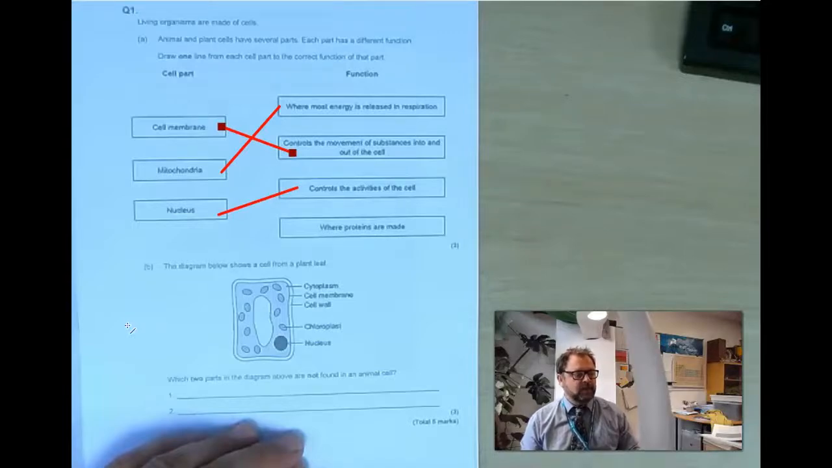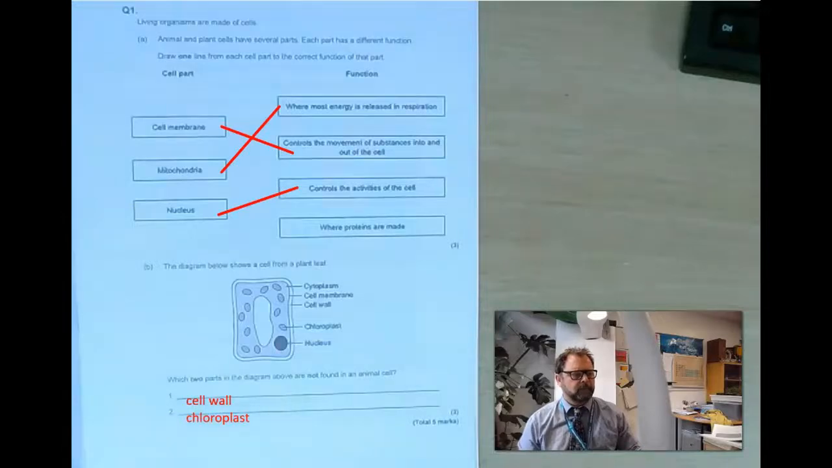Now, an animal cell does have a nucleus and does have a membrane and does have cytoplasm, so there's only 2 correct answers from this diagram, which are cell wall and chloroplast. An alternative would be to spot that this cell has a vacuole, and even though it's not labelled, a vacuole is an acceptable answer to something which is not normally found in an animal cell.